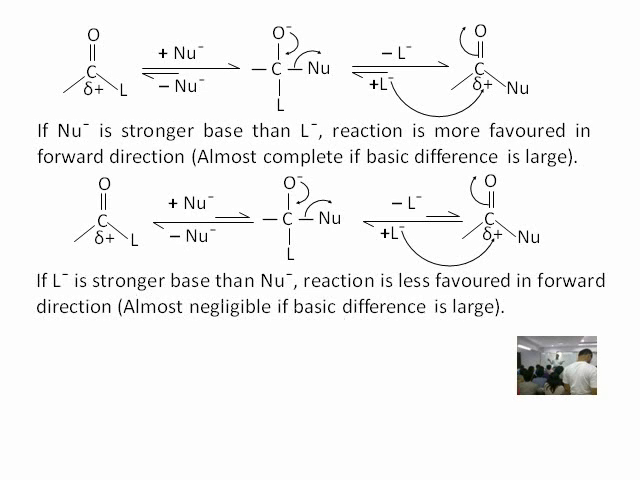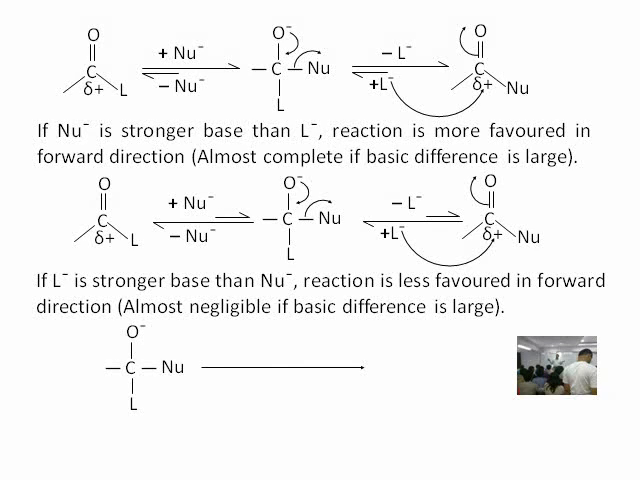So this is a reversible process, and here if Nu minus is a weaker base, the process is favored in the forward direction. If L minus is a stronger base, the process is more favored in the backward direction. So the forward reaction is negligible if the basic difference is large.